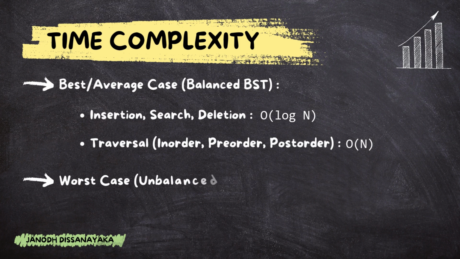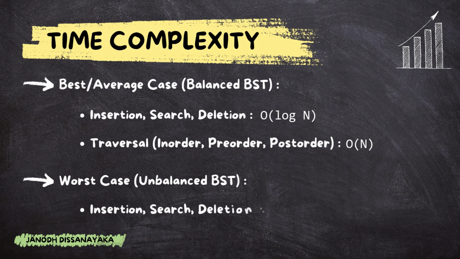In the worst case, or if the tree is unbalanced, the performance degrades. Insertion, search and deletion can take O(n) time instead of O(log n). That's why keeping the BST balanced is so important.